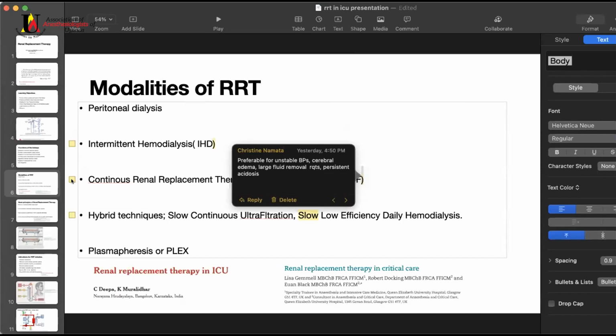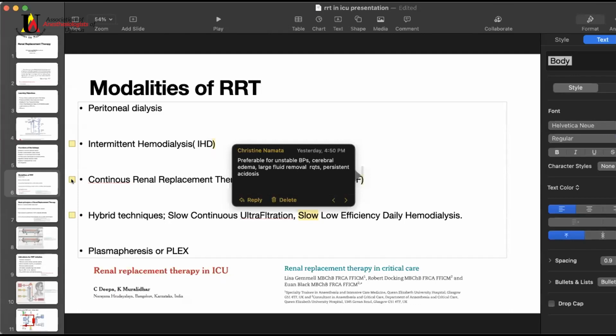So it's preferable, especially for patients with unstable hemodynamics, those in whom you are worried about cerebral edema, or if you want to take off large volumes of fluid, because it's easier to take off larger volumes over a longer period of time, because it runs 24 hours, it's supposed to run 24 hours anyway. And those with persistent acidosis, there's also better control of that.